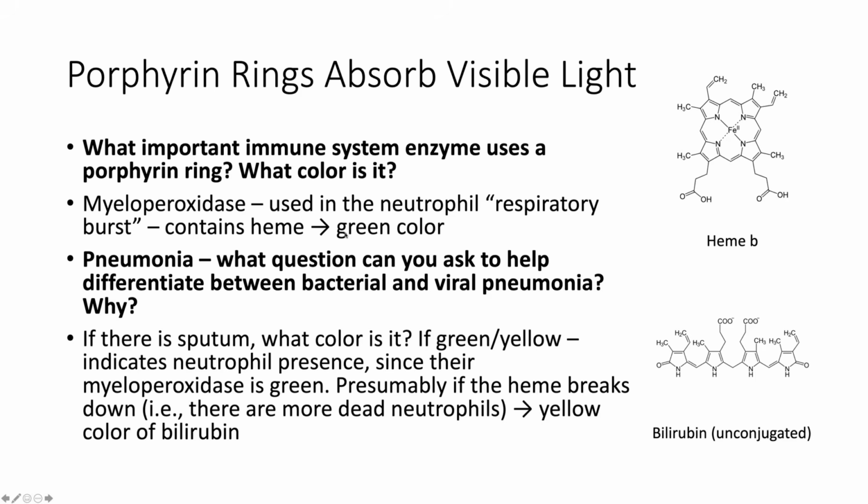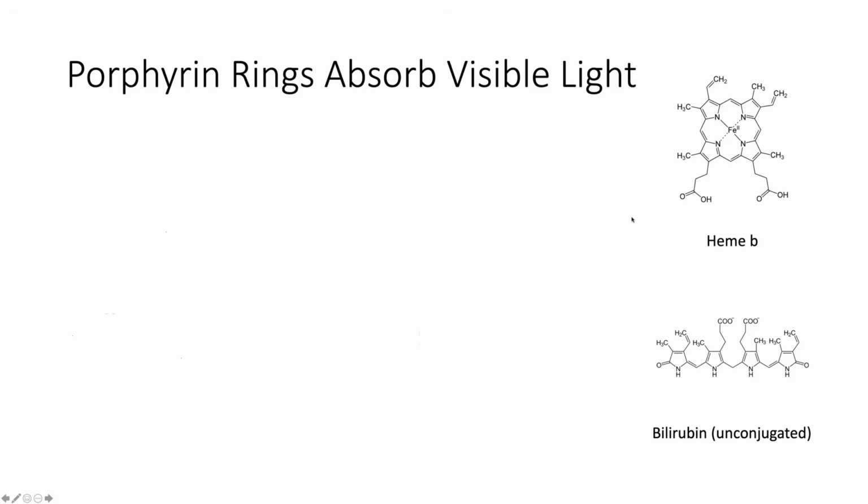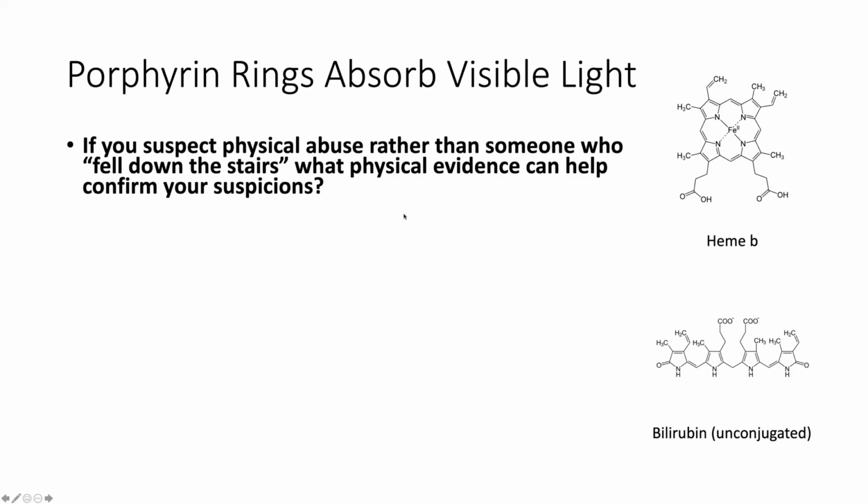contains heme. The heme, again, is a porphyrin ring, right? So it absorbs visible light. So if the heme breaks down a little bit, then you can actually get bilirubin. I'm pretty sure that's where the yellow comes from if you've got yellow sputum. Cool? Yeah, all these things. Who knew?